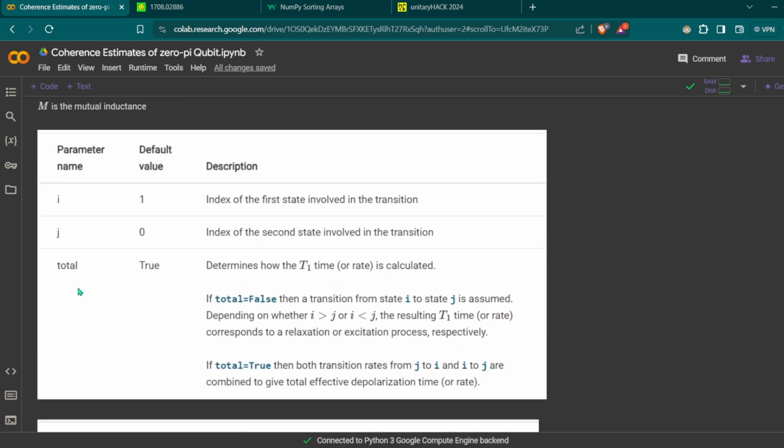And particularly there is one parameter, total, which is false by default, and it basically says from where to where the transition is happening. If this total value is set to false, it means that the transition is happening from i to j. But if it is true, then it is basically combining the effective depolarization time of both the j to i and i to j transitions, and we are going to get a result which is a combined average of both the transition rates.